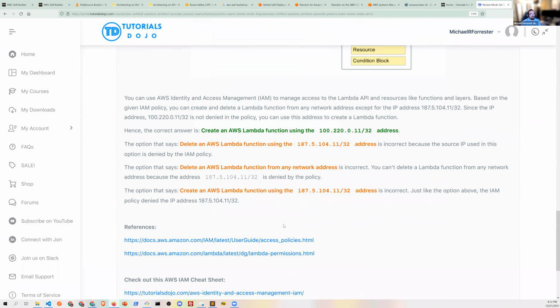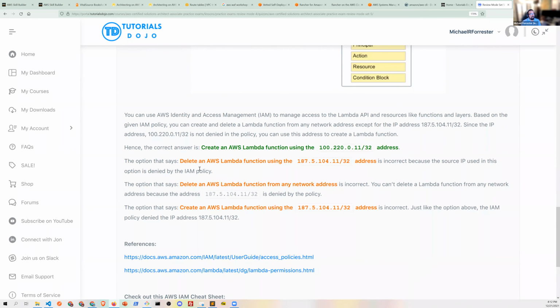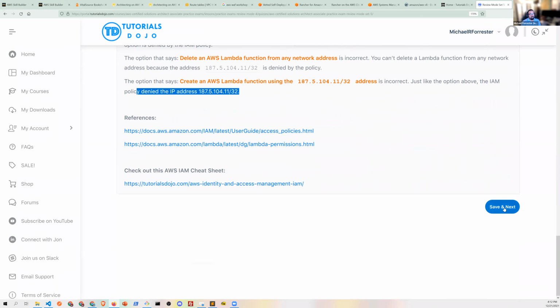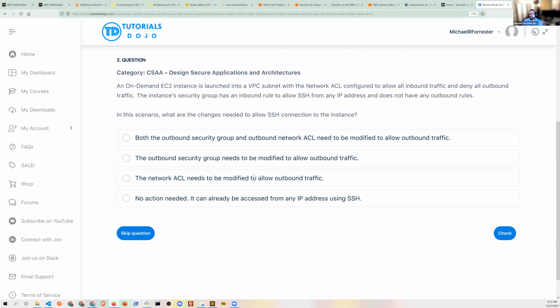And so if we look, it'll tell you like this isn't going to work because the source IP is denied by policy. The address is denied by policy. It's denied by policy. Right? Makes sense. All right, let's look at the next one.